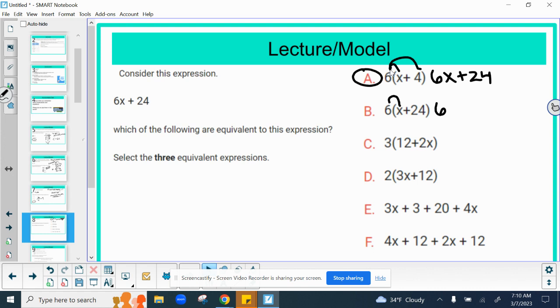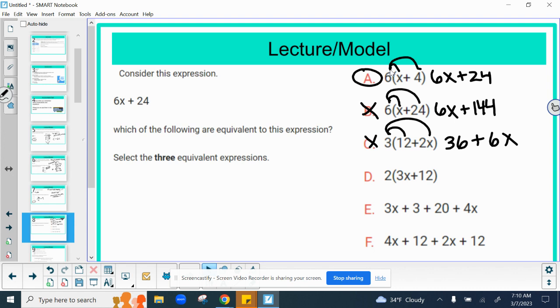6 times x is 6x. 6 times 24 would be 144, I believe. So that is not the same. Next, 3 times 12 is 36. 3 times 2x is 6x. So that would not work because 36 and 6x is not the same as 6x and 24.